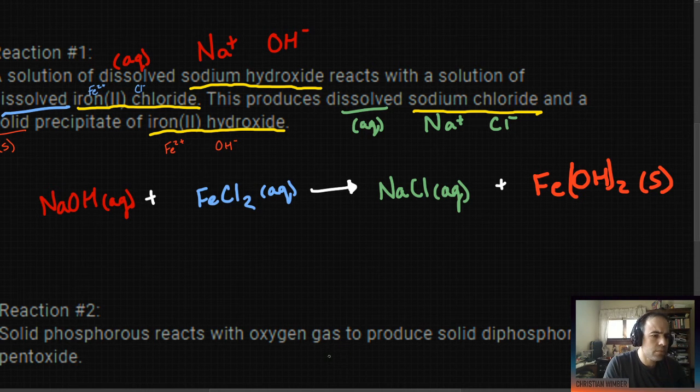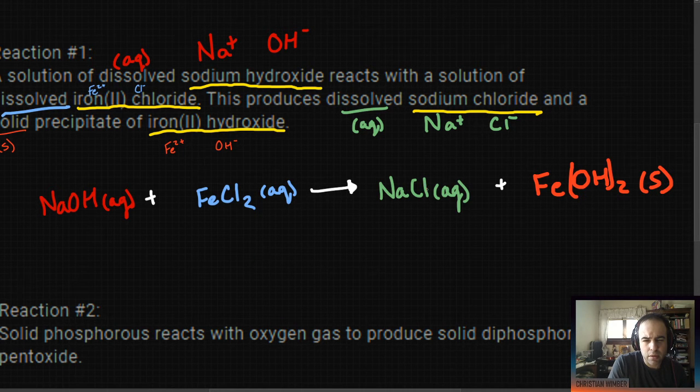Next, we have to balance it. So it is not balanced, and here's how we know it's not balanced. See how there's two chlorines right there? This 2 means that there's 2 of those chlorines. This only has 1 chlorine.